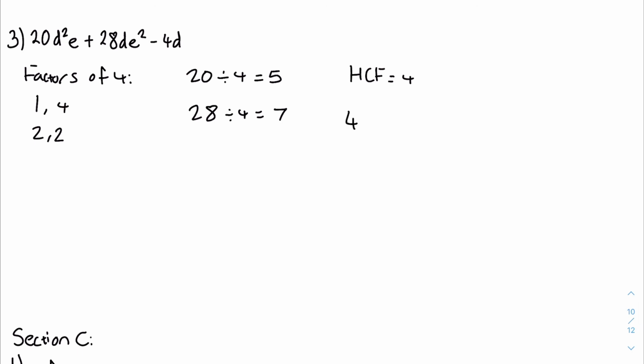Checking what else we have here, we have a d term in each of these, but we don't have an e term in each of them. So we can just bring a single d out the front again. Okay, so we'll now divide all of these terms by 4d. So 20d squared e divided by 4d is going to be 5de. 28de squared divided by 4d is going to be 7e squared. And then minus 4d divided by 4d is just going to be minus 1. Okay, so that'll be our final answer for that one.